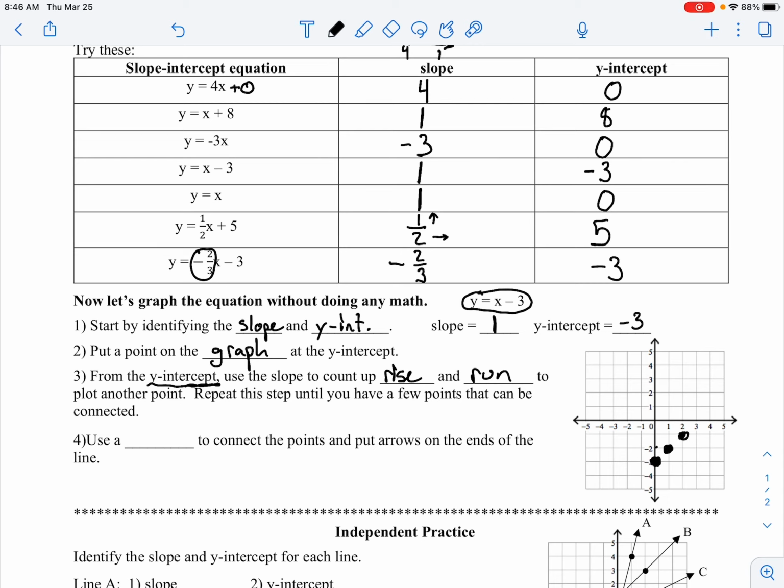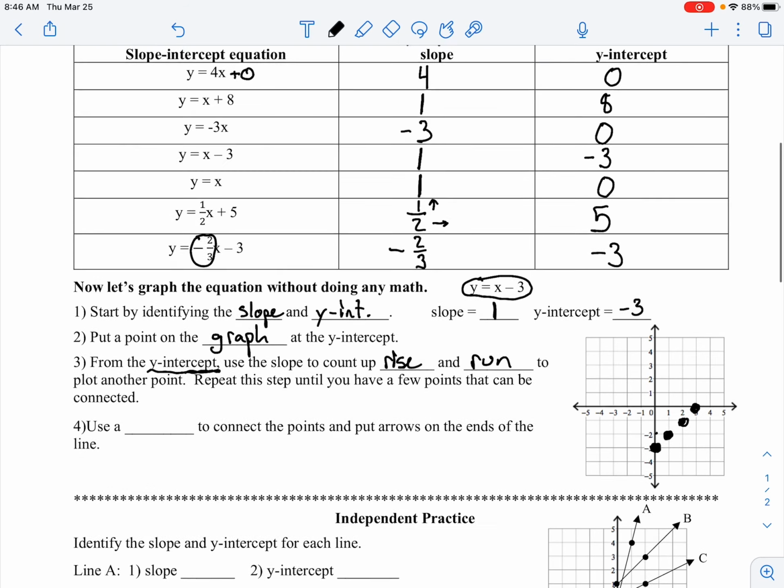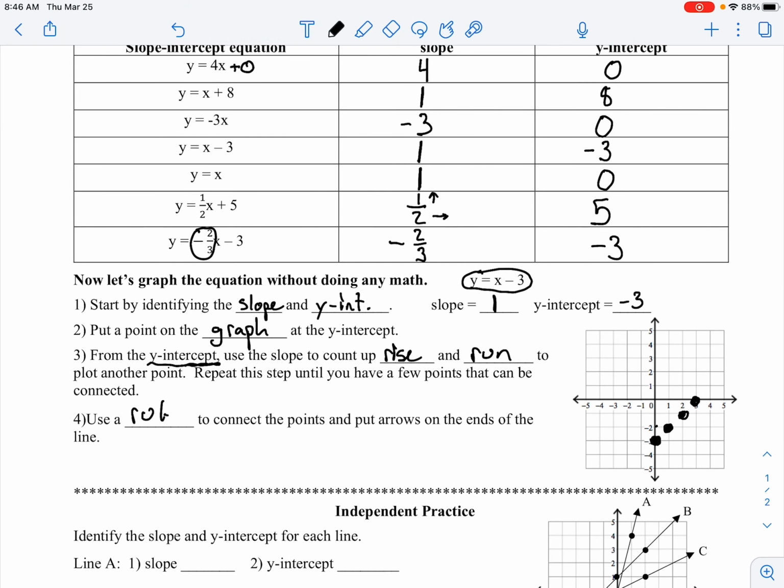So we're going to plot a few of these. And then finally we're going to use a ruler, or if you don't have one, that's okay. Just draw the best straight line that you can. And we want to connect our points and put arrows at the end of our line. And there we have it. We just graphed a linear equation just by looking for the slope and the y-intercept.